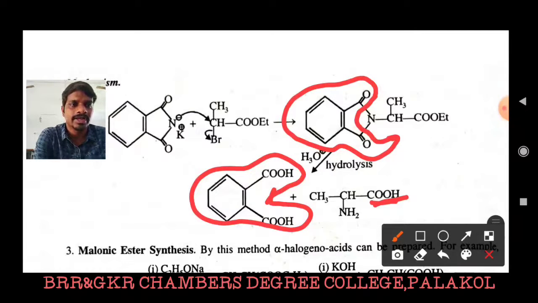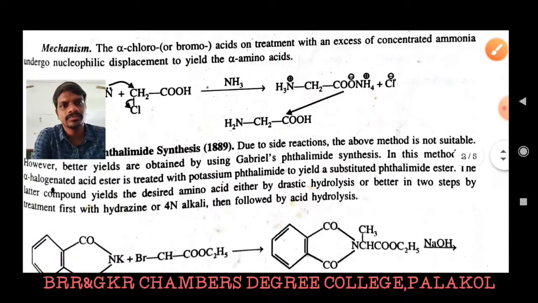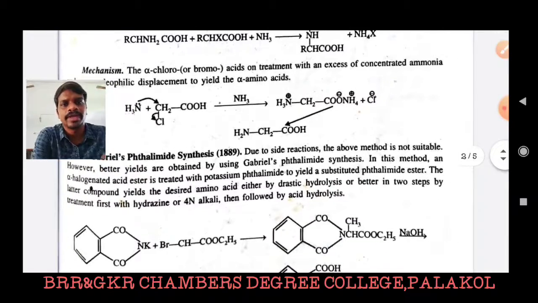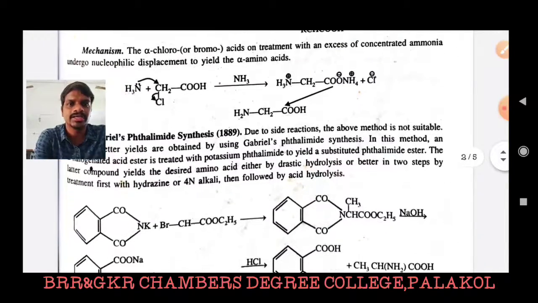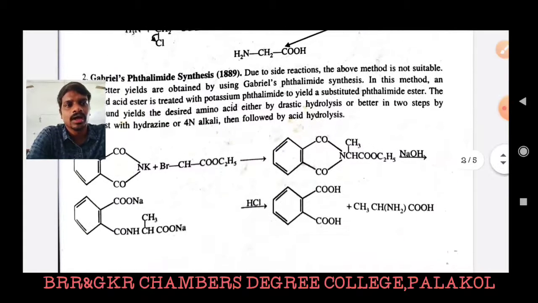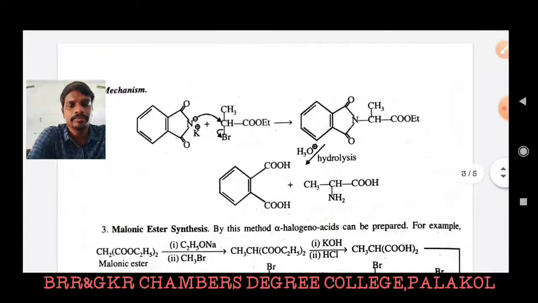What is Gabriel phthalimide synthesis? In Gabriel phthalimide synthesis, potassium phthalimide is reacted with alpha halo carboxylic ester. Then it produces a substituted phthalimide ester, which on hydrolysis produces the final product alpha amino acid. And here is the mechanism.